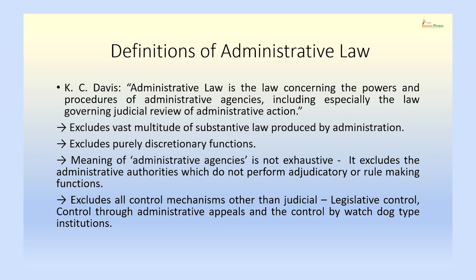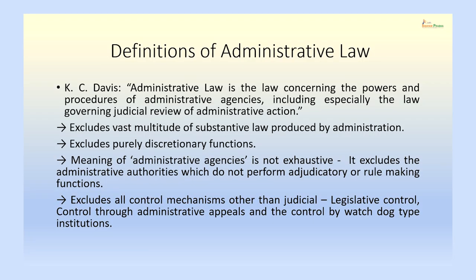He used the term administrative agencies, and the term used by Davis is not exhaustive, because according to him, administrative agencies would mean those administrative authorities which are exercising either the adjudicatory functions, the decision making functions, or the rule making functions. In other words, the administrative agencies of Davis included within them only the administrative bodies performing adjudicatory functions and the rule making functions or the functions of delegated legislation. So, he excludes the administrative authorities which do not perform adjudicatory functions or the functions of delegated legislation or rule making.